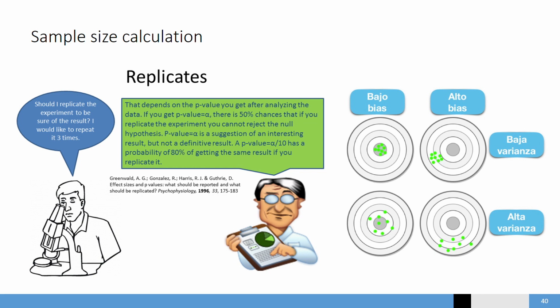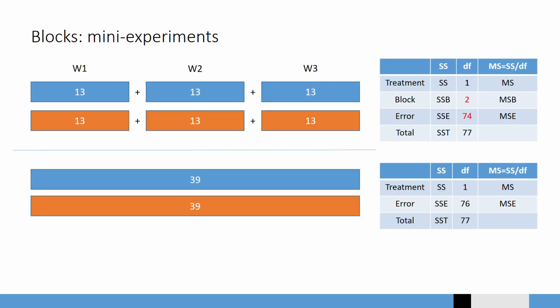And about bias. If you do your experiment only once, how do you know that the pipette was not miscalibrated? You can never know. So that's why repeating the experiment is a good idea. But actually there is an even better idea.